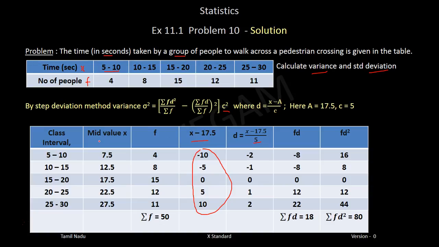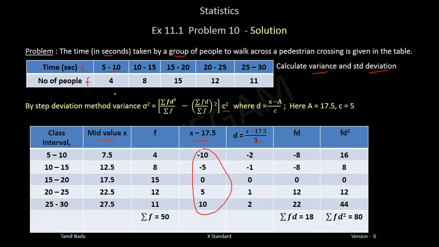This is a new column compared with the assumed mean method, because we do not have the x value exactly. It is the midpoint of the class intervals. The difference between 5 and 10 is 5, divided by 2, that is 2.5. So you add 2.5 to all the lower limits and you get the mid value. So 5 plus 2.5 is 7.5, 10 plus 2.5 is 12.5, 15 plus 2.5 is 17.5. Like that you get the remaining values.